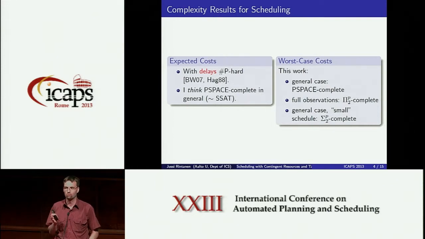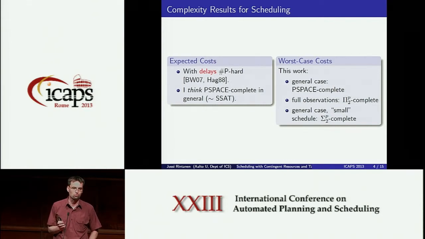I will show in two different formalizations, slightly different kinds of uncertainty or failures, that the problem is PSPACE-complete. So the question is whether there is a schedule that in the worst case has a cost of something. That decision problem is PSPACE-complete.